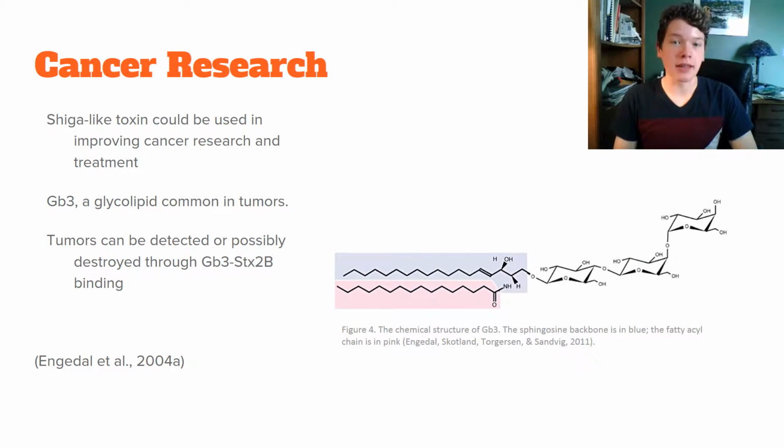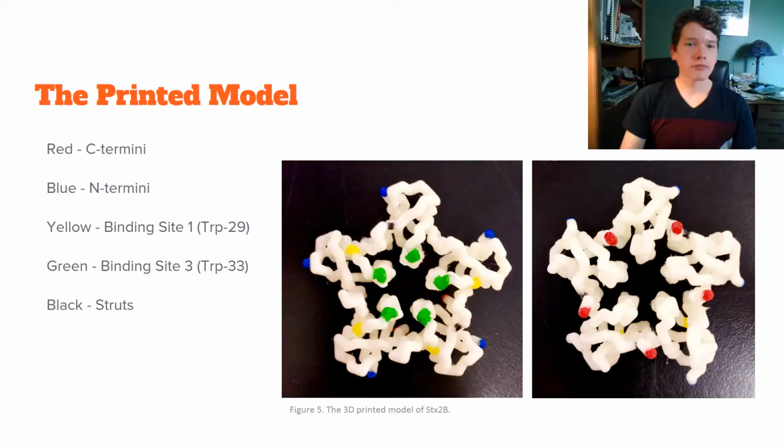While this toxin can be deadly in an outbreak, researchers are attempting to utilize Shiga-like toxin to improve cancer treatment. GB3, whose chemical structure can be seen in figure 4 below, is a glycolipid common in cancerous tumors. GB3 is especially present in testicular and breast cancers, and can be bound to by the B unit of the holotoxin. By specialized, targeted use of Shiga toxin in cancer patients, tumors could potentially be more effectively detected and treated.